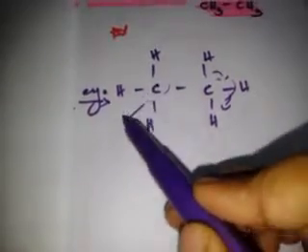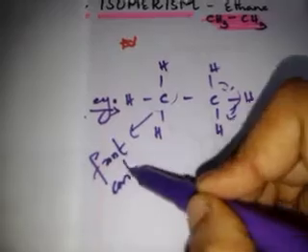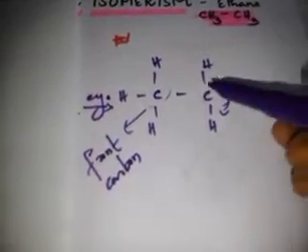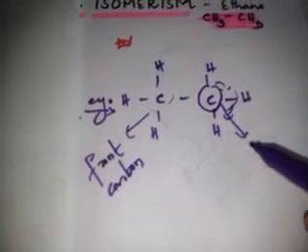So let's study it. This is the structure of CH3-CH3. We are looking at this structure from here, that is, our eye is here. The carbon which is closer to our eye is called the front carbon, and the carbon which is away from our eye is called the rear carbon.